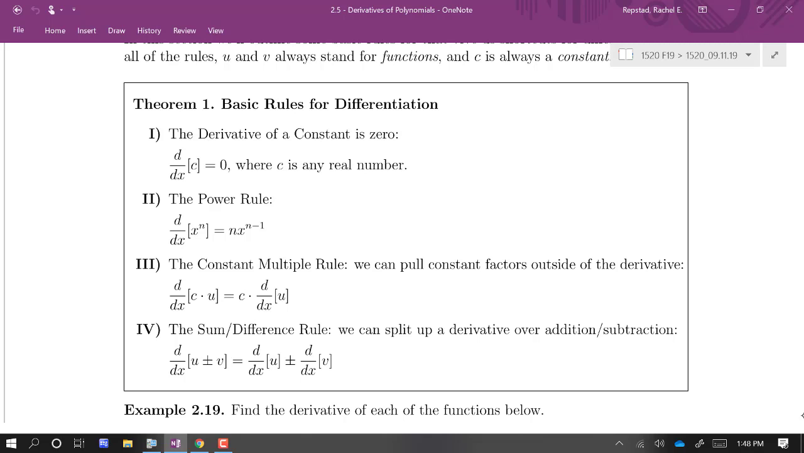We're going to have to memorize these, right? The rules? Yeah. So there's the derivative of a constant is 0. A constant doesn't change. That's why we call it a constant.